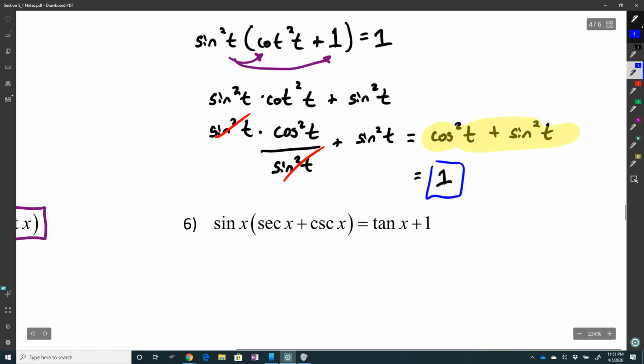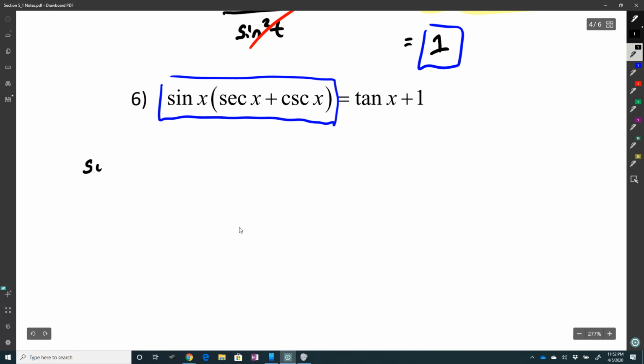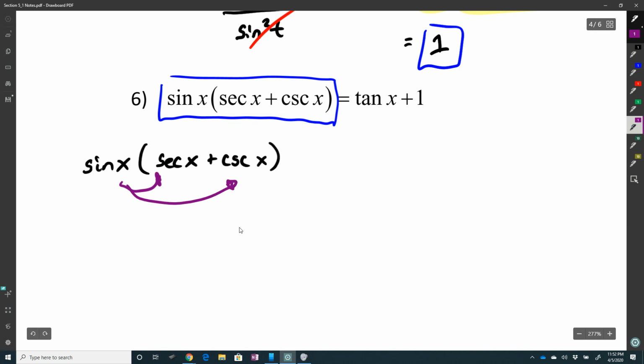All right, let's go to the next one. Here, secant x plus cosecant x isn't an identity. So I think the easiest thing we could do is I'm going to choose this side, and let's start with it and work it out. So I have sine x times secant x plus cosecant x. And I'm going to distribute. So I have sine x times secant x plus sine x times cosecant x.